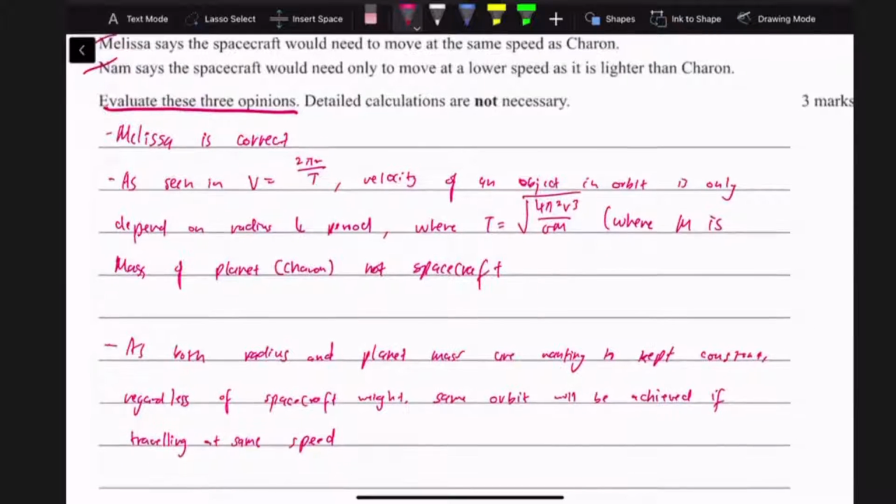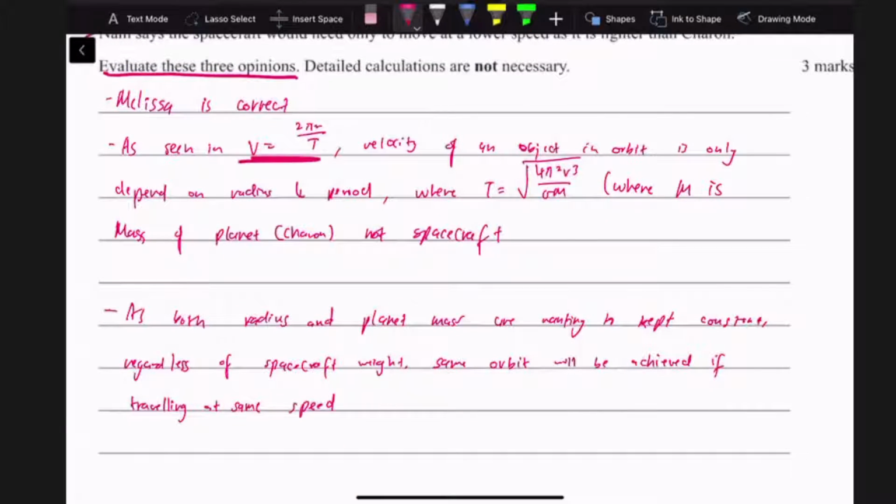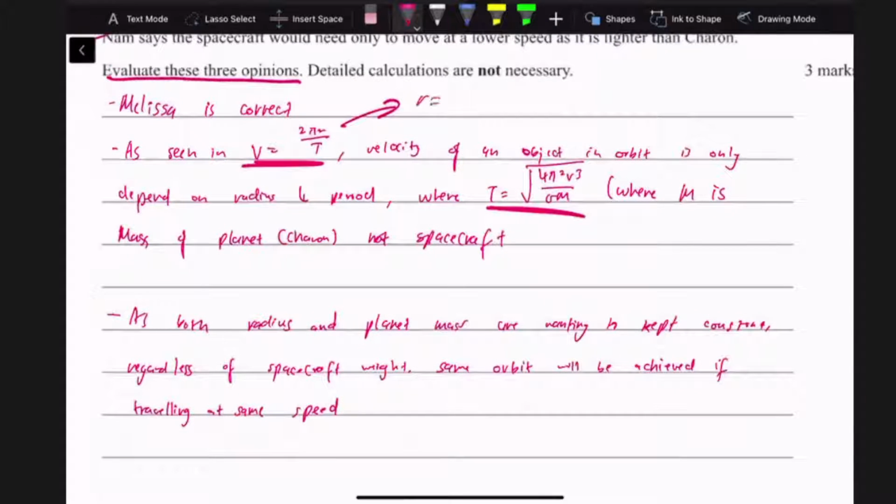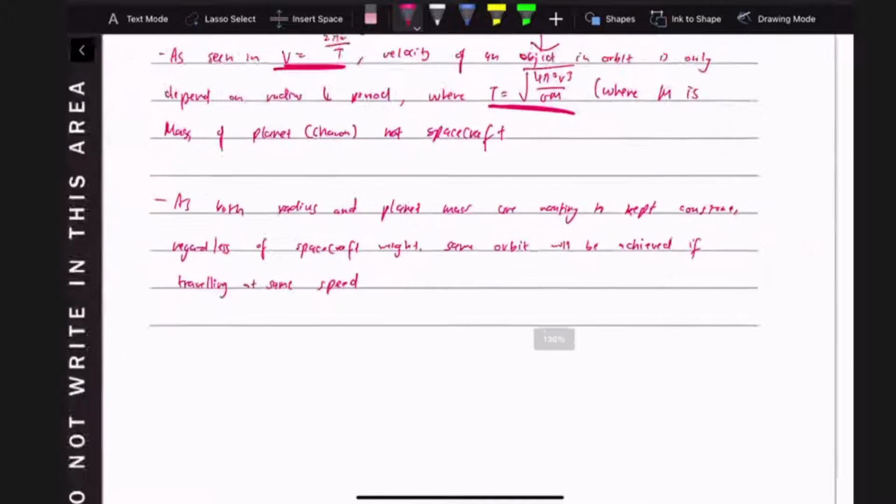So just to summarize, explain what velocity is dependent on, and then expand on that more and show that the mass of the spacecraft is not required in any of the equations, and I think that should be sufficient. I think probably here I should have written it the other way, like r equals vt on 2 pi, because it's r that we're looking for. So then continue to explain that T is this, but yeah, the same thing.